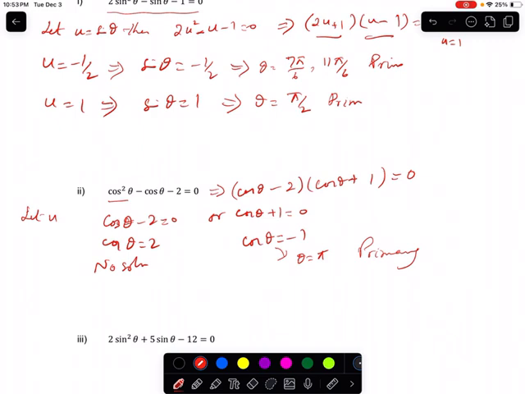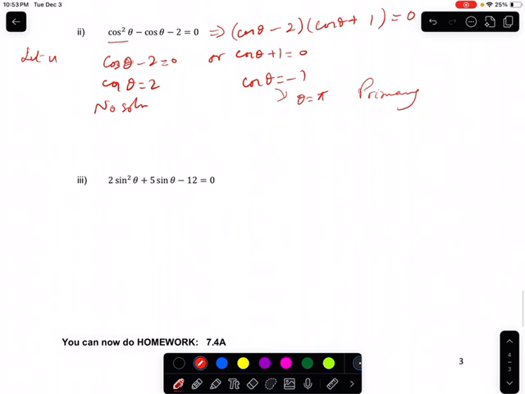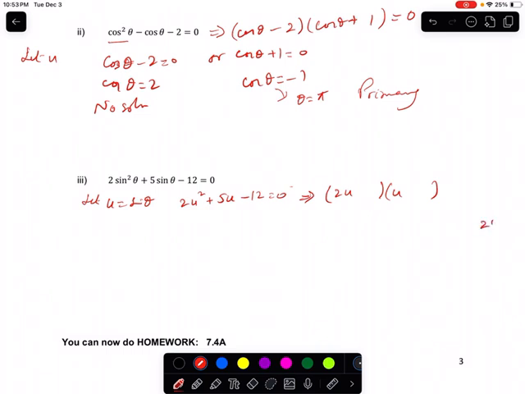Looking at the next one, again this is a quadratic, so again the equation becomes 2u square plus 5u minus 12 is equal to 0. What are the factors? Okay. So we are getting 2u square plus 5u minus 12. So what should be the factors? 12 times 2 is 24. So we are looking for factors of 24 which add up to a plus, actually negative 24, which add up to a plus 5.